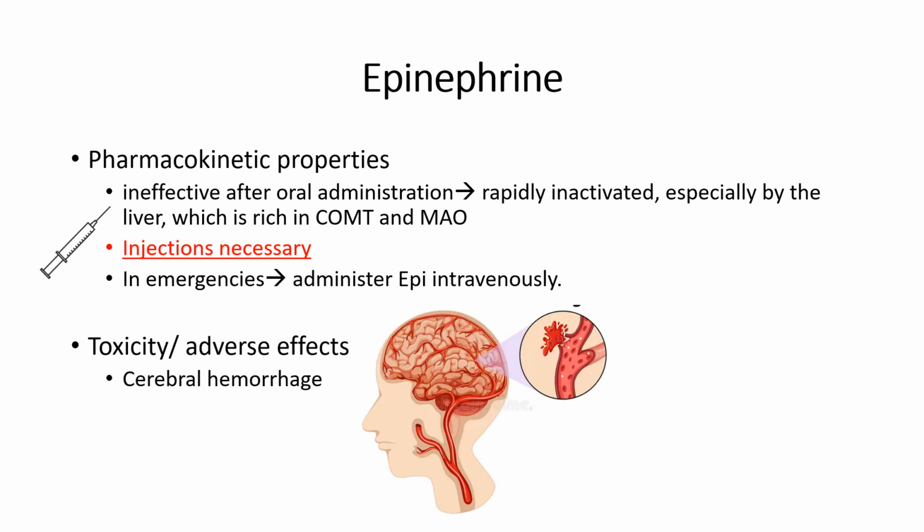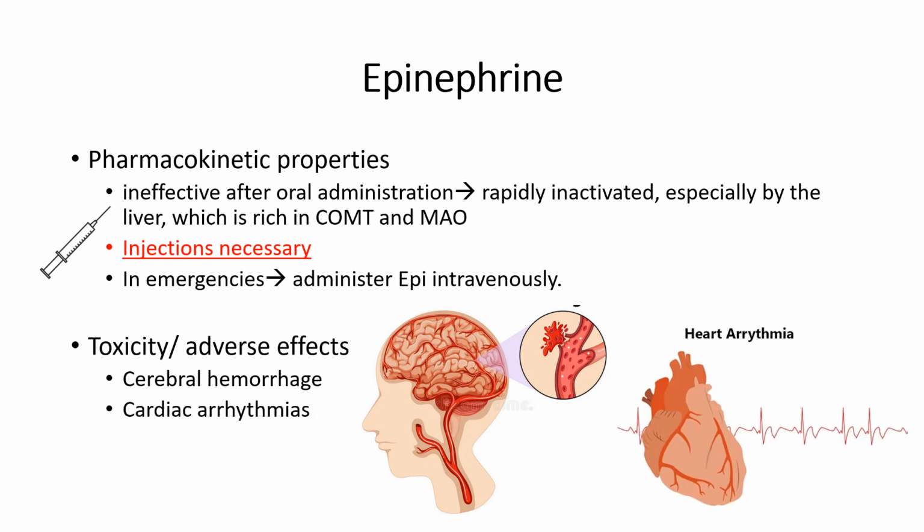The use of large doses or the accidental rapid intravenous injection of epinephrine may result in cerebral hemorrhage due to the sharp increase in blood pressure. Ventricular arrhythmia may follow the drug's administration, and epinephrine may induce angina in patients with coronary artery disease. So these are the things that you should be thinking about when a patient is put on epinephrine.